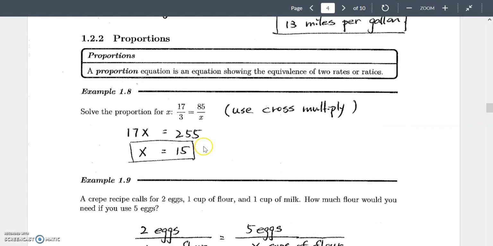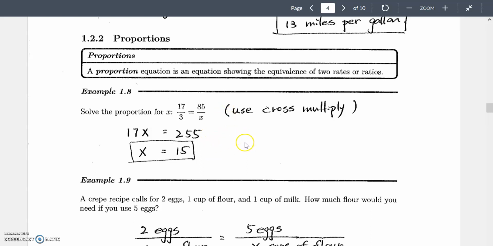Notice the fraction has two different units. Now, a proportion is an equation that says two rates are equal to each other. We also call this a ratio. Let's do an algebra review real quick. If you have 17 over 3 equal to 85 over x, how do you solve for x? We probably still remember cross multiply. So 17 times x is 17x, and 3 times 85 is 255. Then we divide by 17 on both sides, and you get x equal to 15.